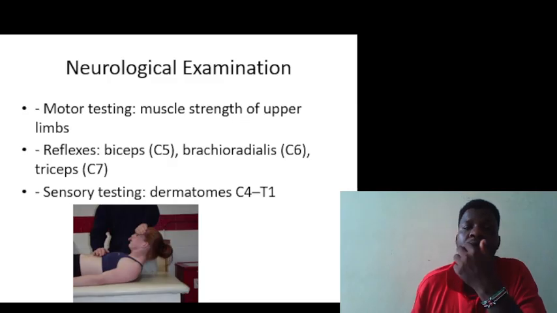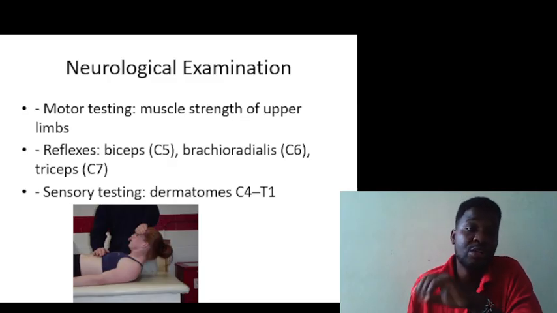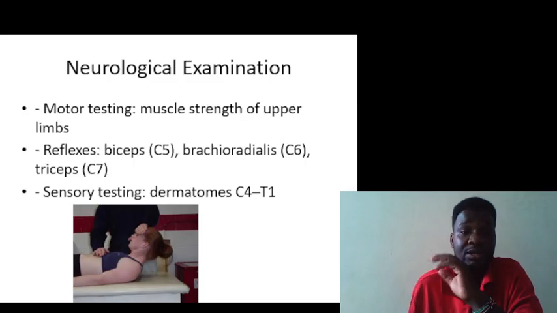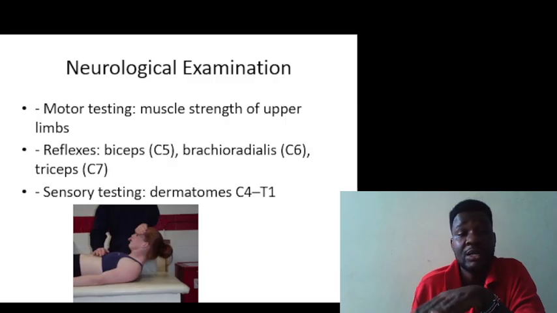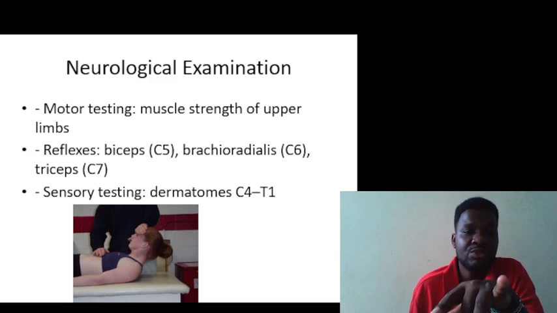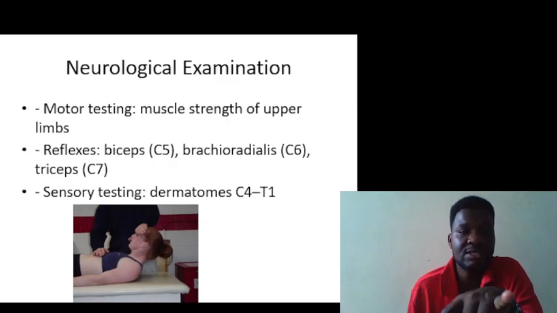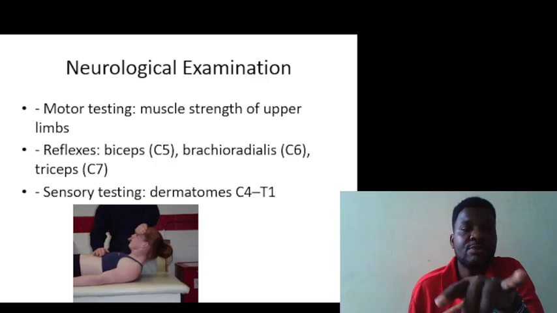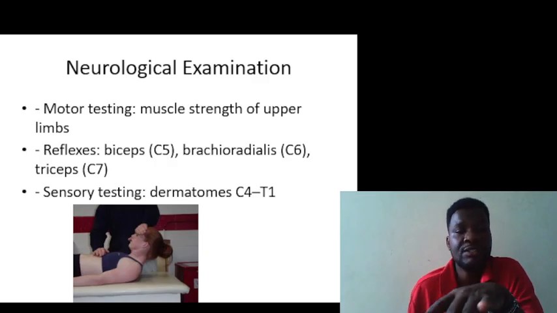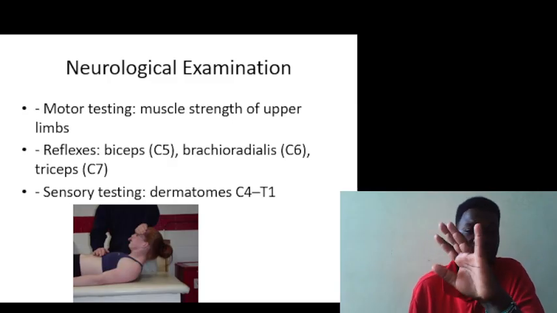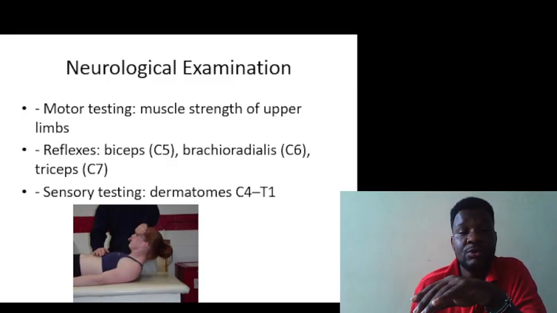Sometimes we also go to neurological examination. We test muscle strength, MMT. We go to reflexes, and then also to sensory testing. These are the routes we follow. In terms of reflexes, as you can see from here, for biceps we go to C5, brachioradialis we go to C6 dermatomes and myotome, and triceps we go to C7 myotomes. In sensory we go to dermatomes C1 to C4 to T1.